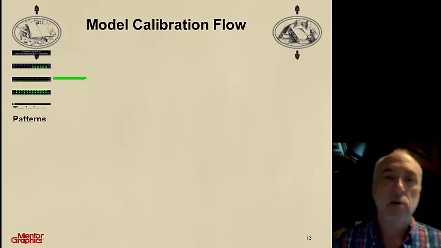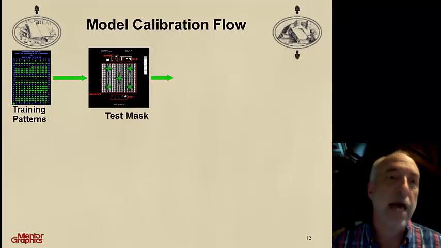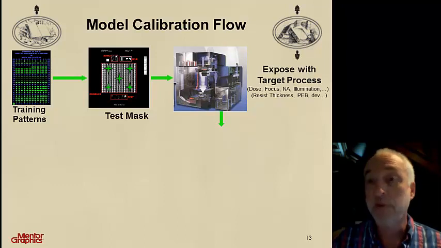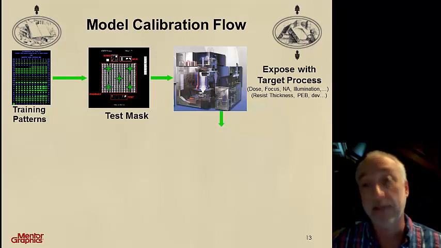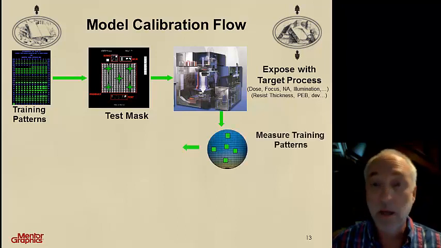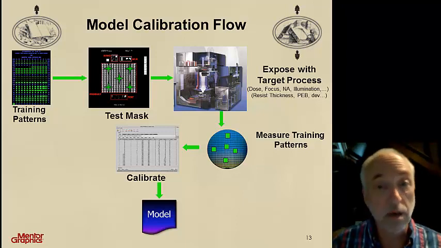So let's talk about how OPC models are calibrated. We begin by defining a set of training patterns which we make into a photomask, and then this mask is printed onto a wafer with the nominal process. We might also vary dose and focus, as we did in this particular experiment, and we measure those training patterns on a CD-SEM. We use those data values to calibrate our model, and the model would include, for example, all of the resist parameters and possibly some mask parameters like biases, etc.